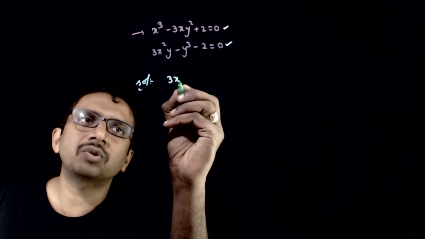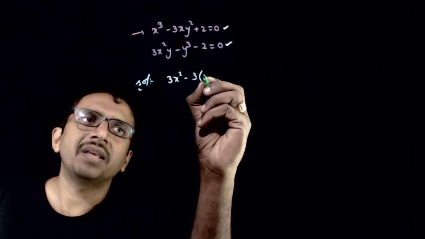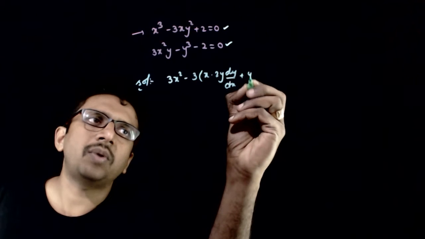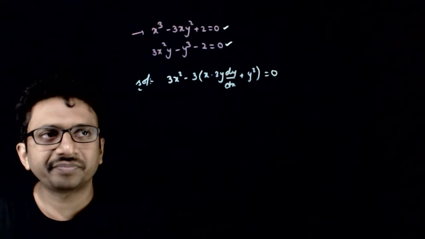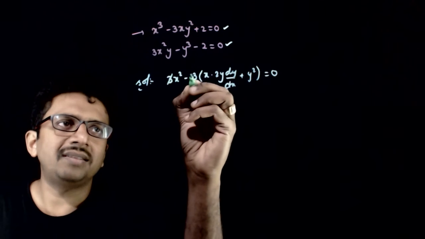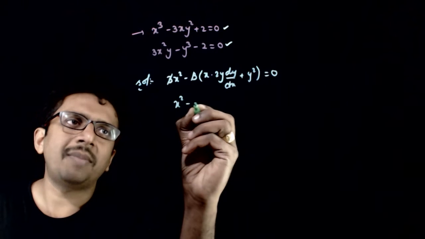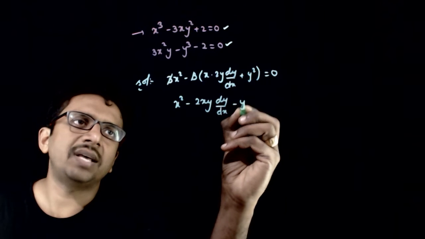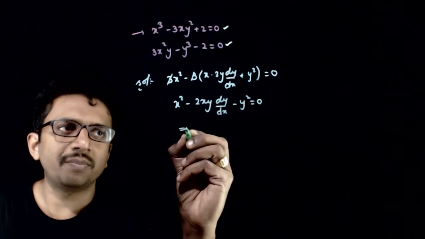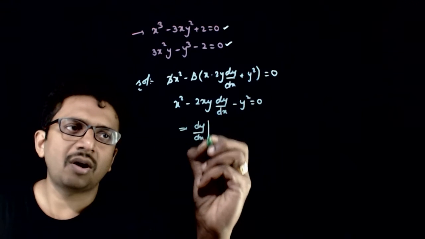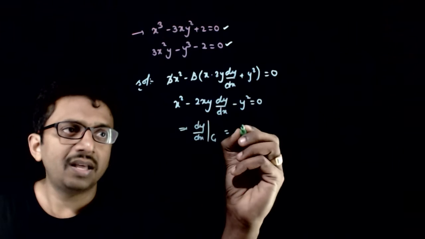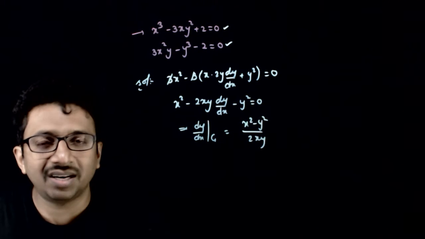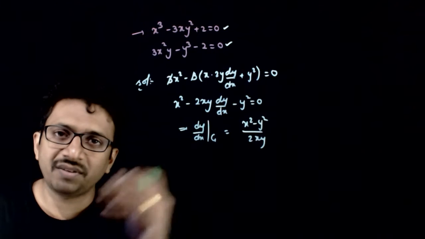So you have 3x square minus 3 times x times 2y dy by dx plus y square is equal to 0. So this 3 and 3 gets cancelled. So x square minus 2xy dy by dx minus y square is equal to 0. This implies dy by dx of the first curve is equal to x square minus y square by 2xy. That is dy by dx for the first curve.